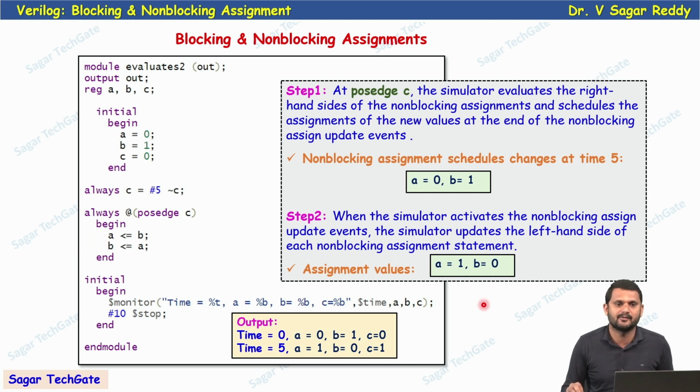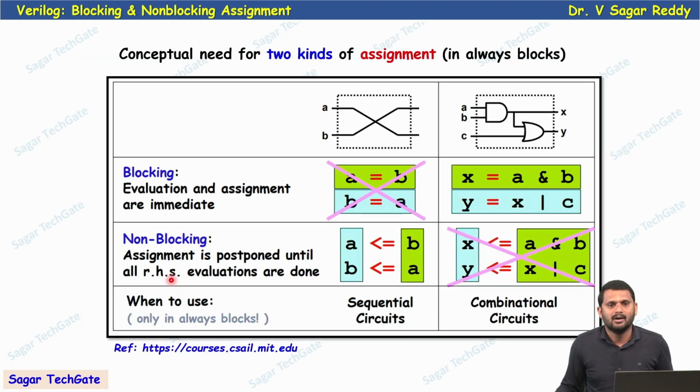If not, please pause the video and try to understand by executing, by analyzing each and every statement in this module. Now see this slide taken from MIT. This is a simple conceptual need for two kinds of assignment in an always block. Anyway, initial is not synthesizable. We never prefer the initial procedural block for designing any model. Initial is only for testbench purposes, for simulation purposes only.